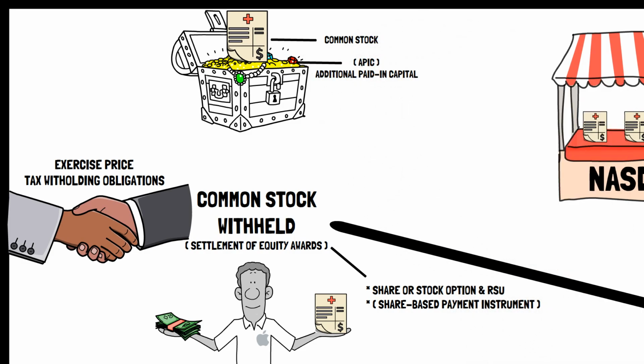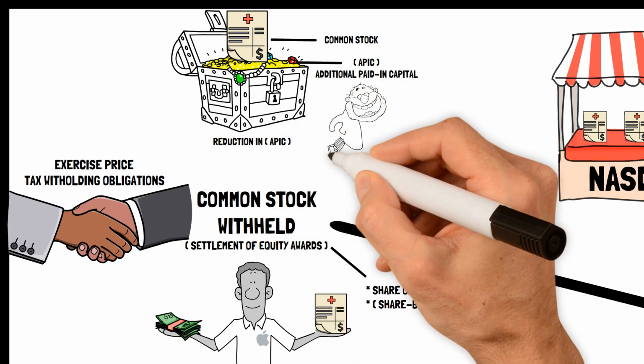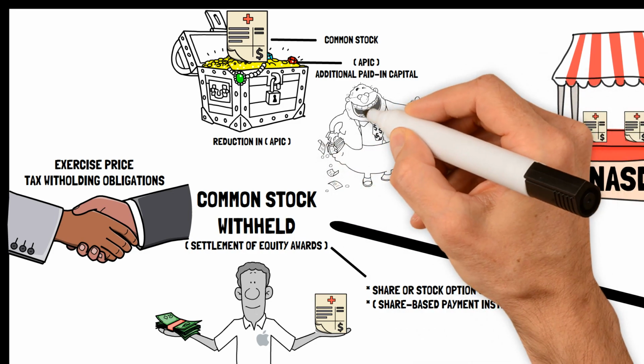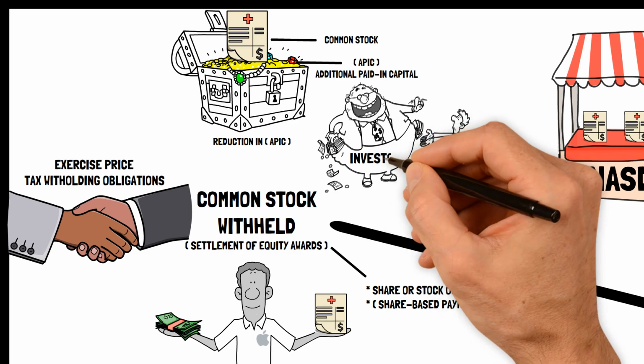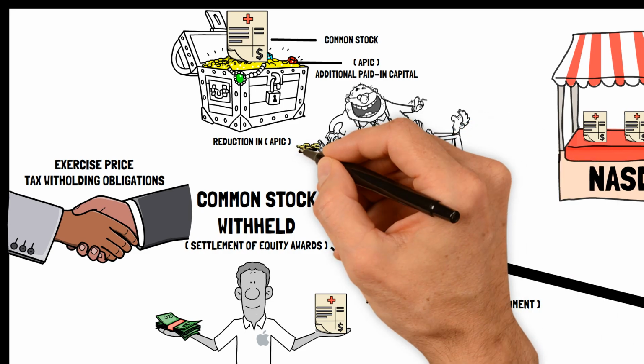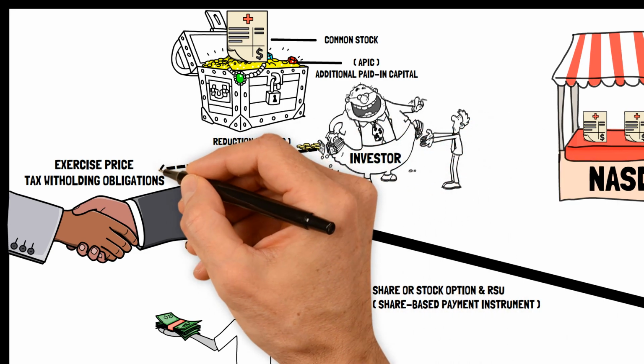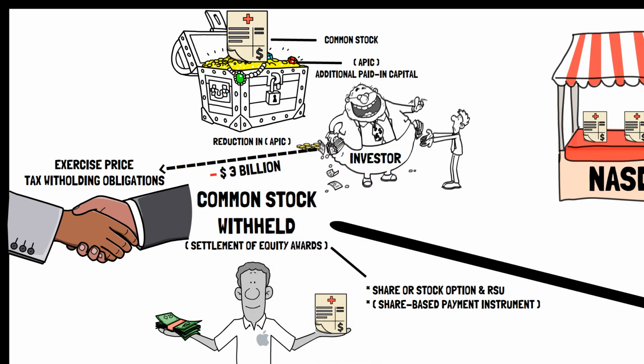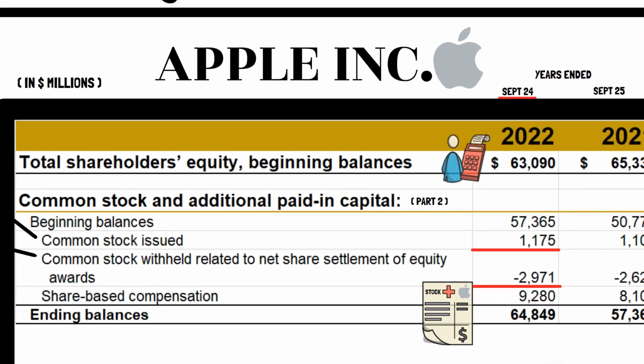In that case, it means that the company is treating the common stock as a reduction in the amount of additional paid-in capital that was created when the stock was originally issued. This treatment reflects the fact that the company is using a portion of the capital that was contributed by the stockholders to pay for the settlement of the equity awards.